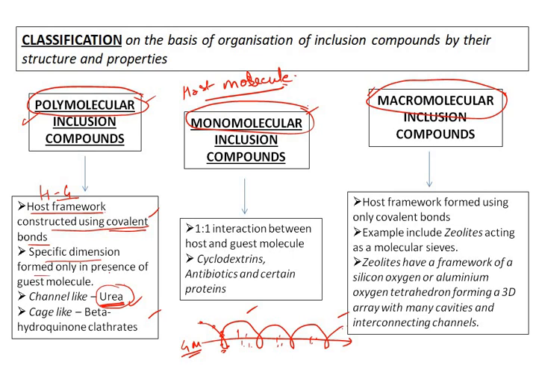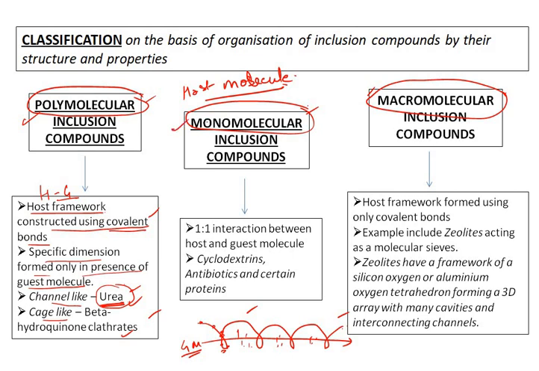A specific dimension forms only in the presence of the guest molecule, right? So whenever the guest molecule is there, a particular structural feature will appear. For example, if it's channel-like, it's urea; when it's cage-like, it's beta-hydroquinone clathrates, right?